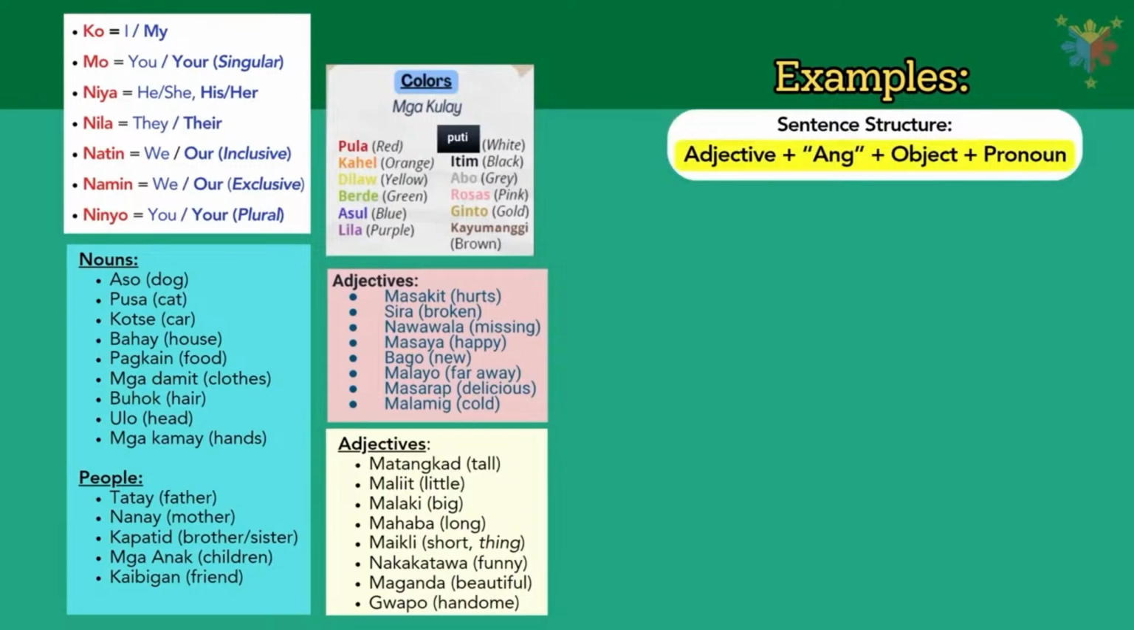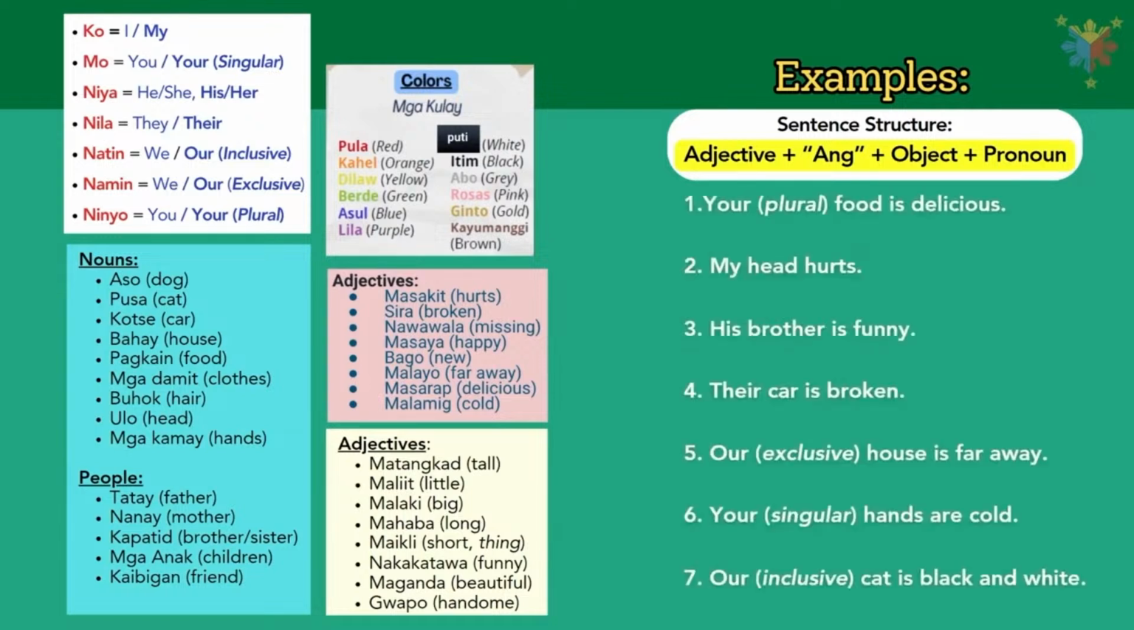Now here is the sentence structure for using these possessive pronouns. So first comes the adjective, then it's the word ang, which means is or are, then it's the object, and then it's the pronoun. So let's take a look at some examples. Number 1, your, plural, food is delicious. Let's do this one together.